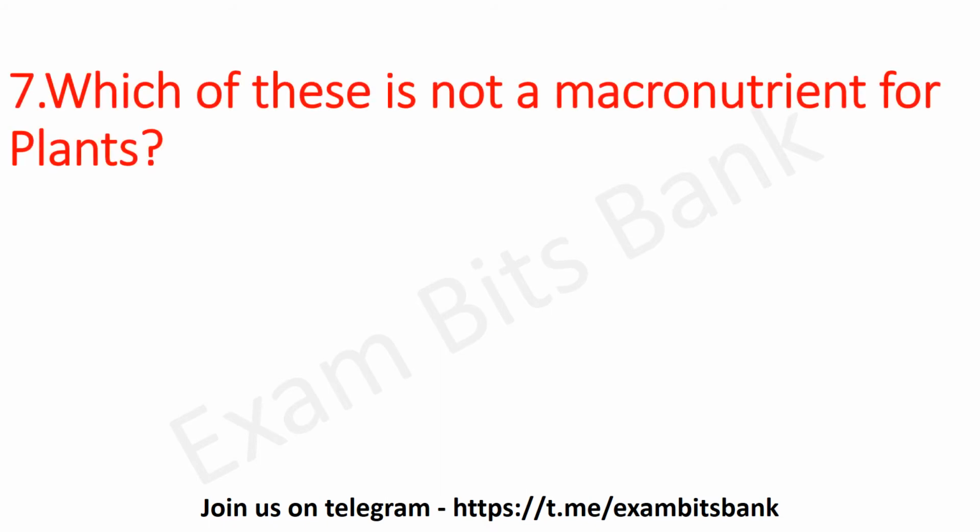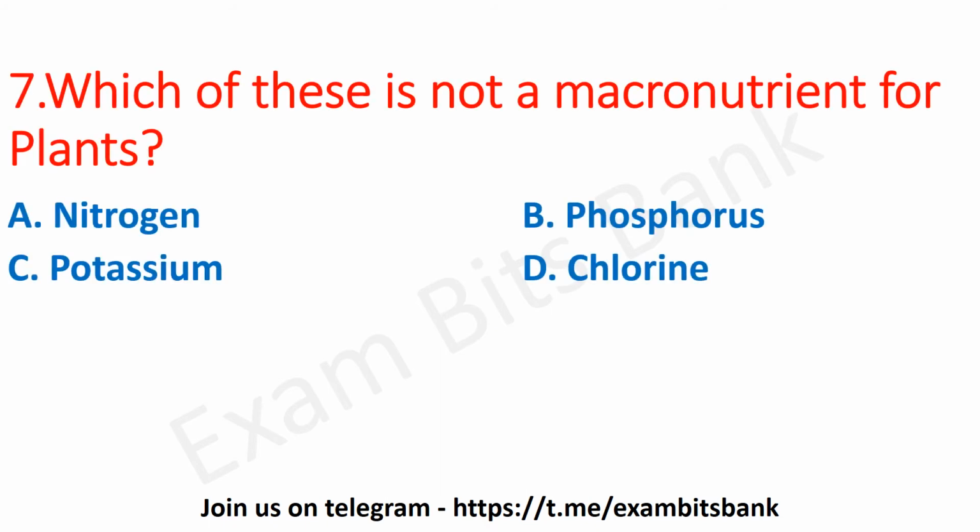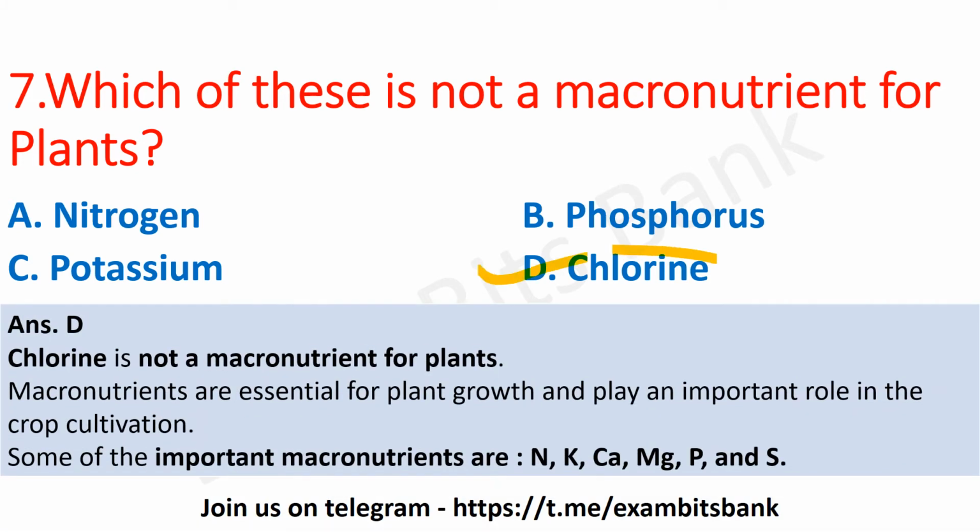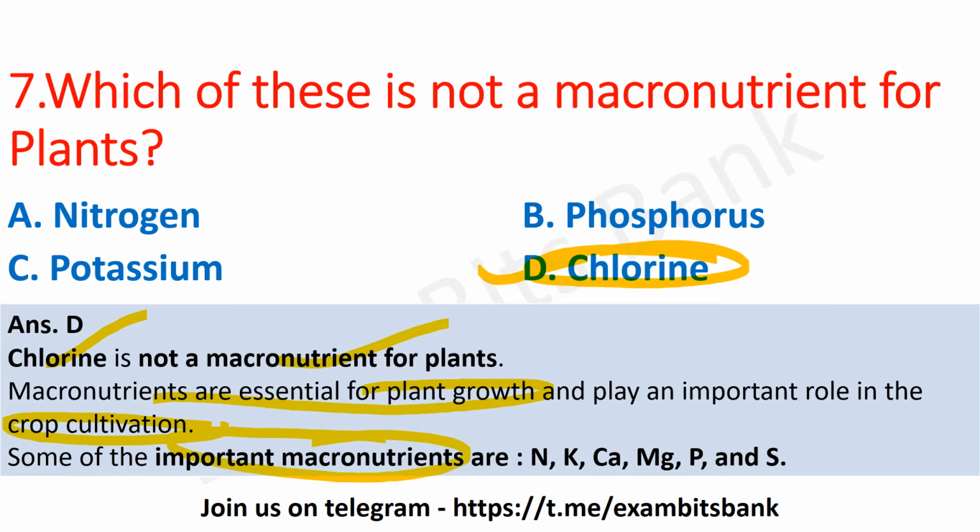Moving on to next question. Which of these is not a macronutrient for plants? The options are nitrogen, phosphorus, potassium, chlorine. And the correct answer for this question is option D, chlorine. So chlorine is not a macronutrient for plants and basically micronutrients are essential for plant growth and play an important role in crop cultivation as well. And here are the few important macronutrients. They are sodium, potassium, calcium, magnesium, phosphorus and sulfur. Few points to be noted.